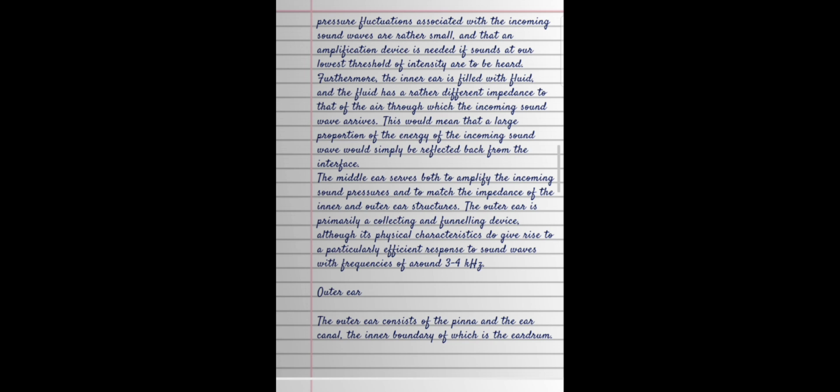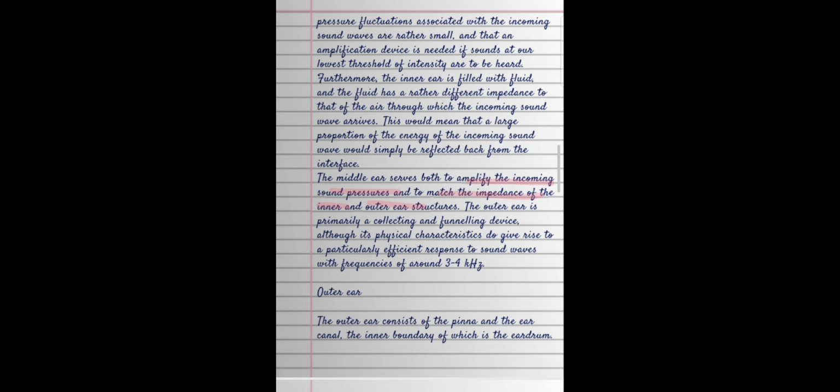This would mean that a large proportion of the energy of an incoming sound wave would simply be reflected back from the interface. The middle ear serves both to amplify the incoming sound pressure and to match the impedance of the inner and outer ear structures. The outer ear is primarily a collecting and funneling device, although its physical characteristics do give rise to a particularly efficient response to sound waves with frequencies of around 3 to 4 kilohertz.